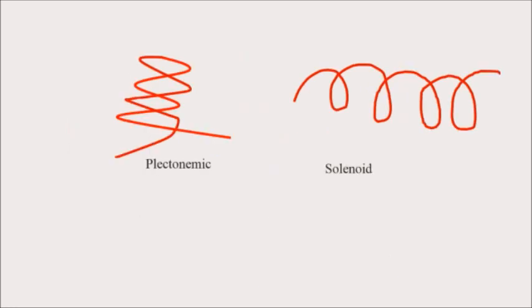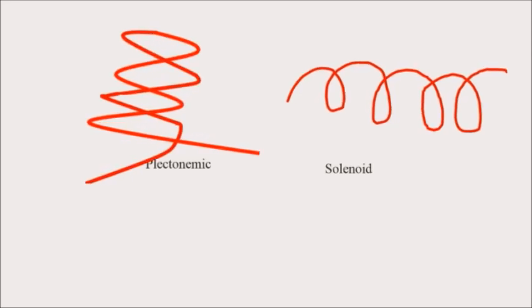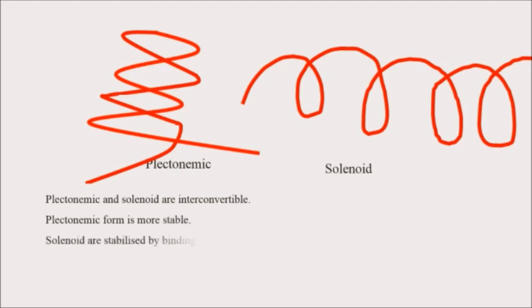For the compactness of packaging, there are generally two forms of supercoiling, plectonemic and solenoid forms of supercoiling. You can clearly see here the difference between these two structures. Plectonemic and solenoid are interconvertible. The plectonemic form is more stable than the solenoid one. Solenoids are stabilized by binding of proteins. This form is found in chromatin.